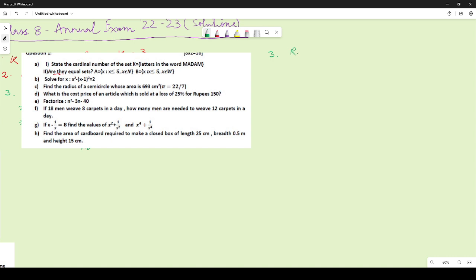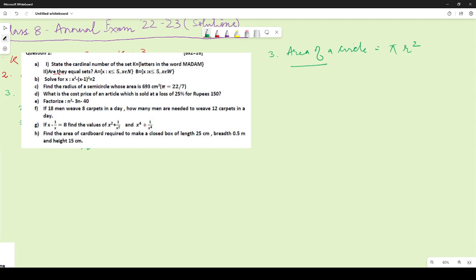यहाँ आप जानते हैं कि, sorry, just a minute. If you look at the formula, area of a circle is equal to pi r square.